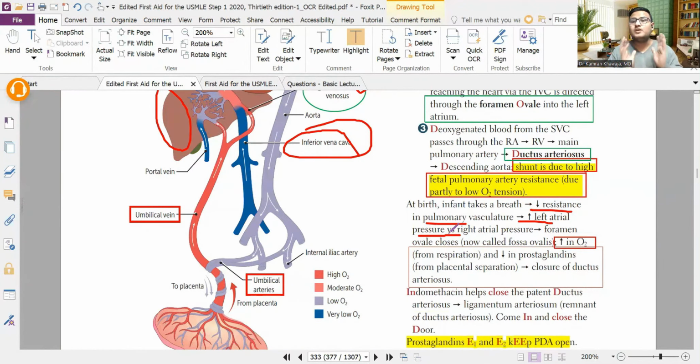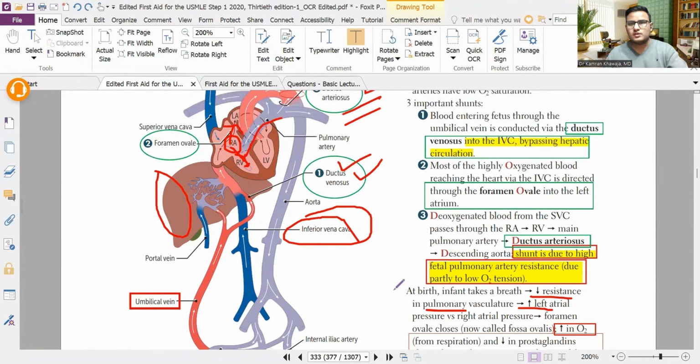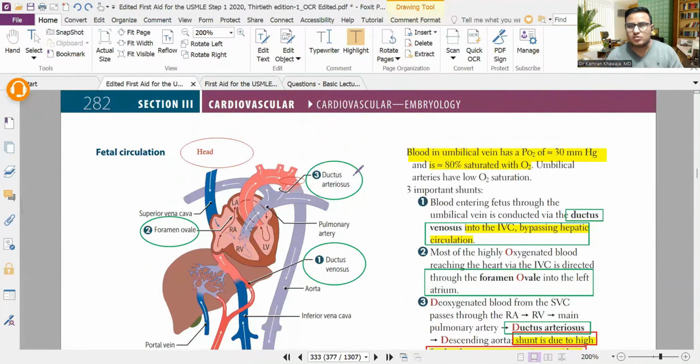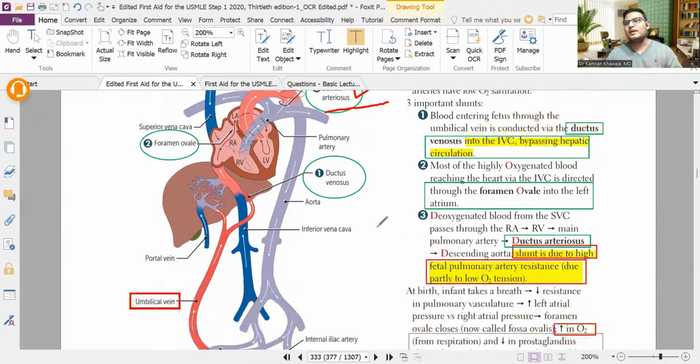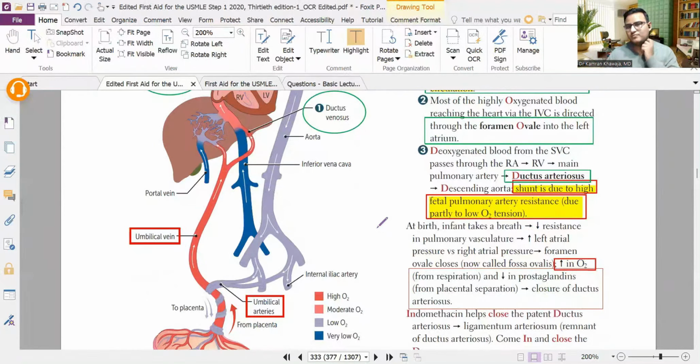वेरी इंपॉर्टेंट, प्रोस्टाग्लैंडिन्स का क्या रोल है? प्रोस्टाग्लैंडिन्स आर वेरी इंपॉर्टेंट इन क्लोजर ऑफ डक्टस आर्टेरियोसस। डक्टस आर्टेरियोसस को क्लोज करने में बड़ा अहम रोल है। इसके अंदर प्रोस्टाग्लैंडिन्स का क्या रोल है? जब प्लेसेंटा की सेपरेशन होती है बर्थ के बाद तो आपको पता है प्रोस्टाग्लैंडिन्स डिक्रीज हो जाती है। प्रोस्टाग्लैंडिन के डिक्रीज होने की वजह से क्या होता है?